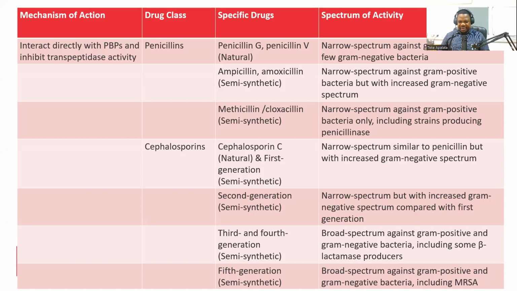So we have the mechanism of action. We say that the beta-lactam interacts directly with the PBP, and then it will be able to inhibit the transpeptidase activity that happens during the synthesis of peptidoglycan formation.